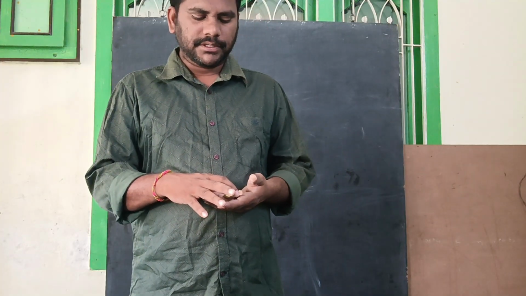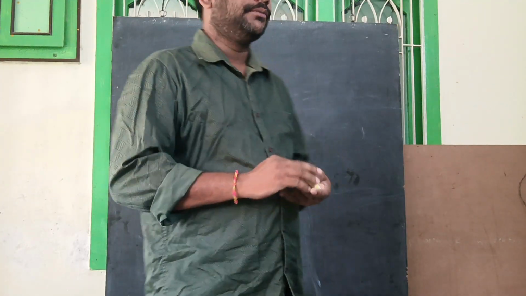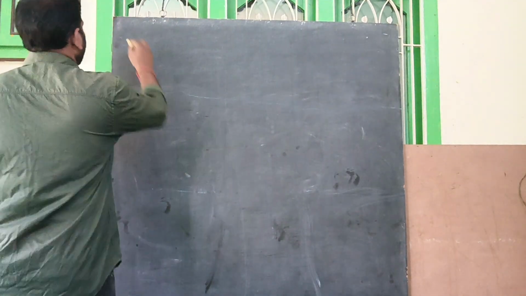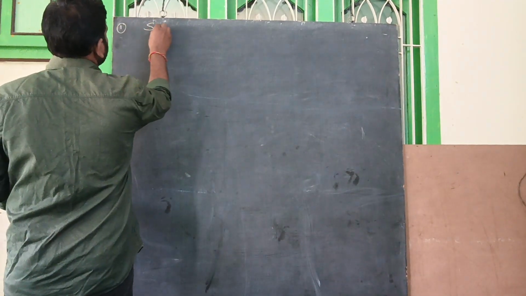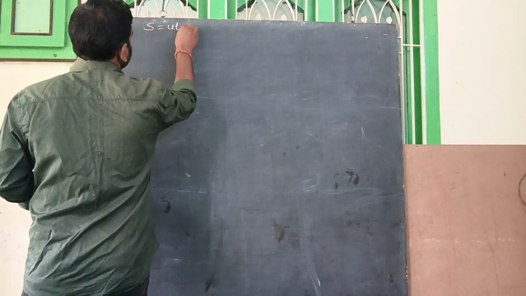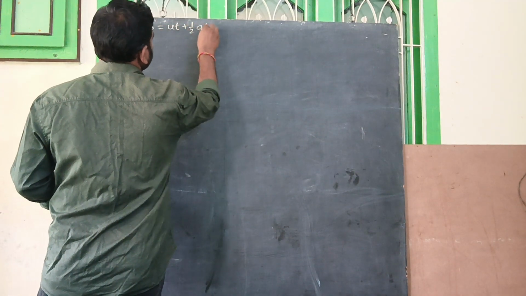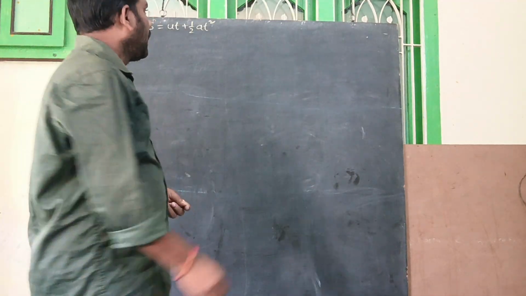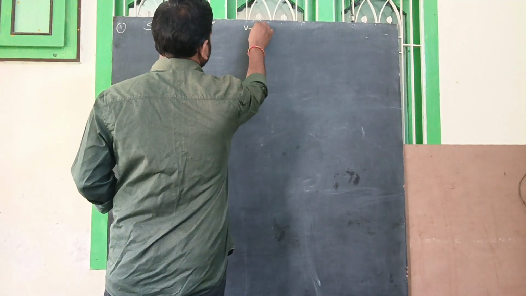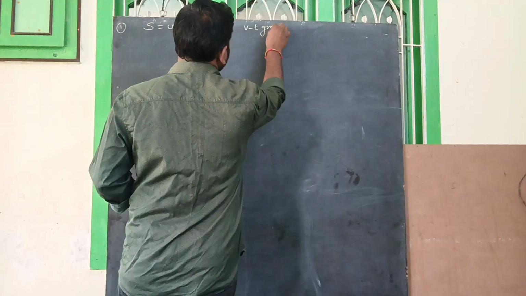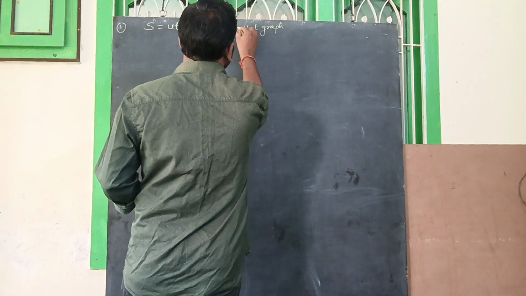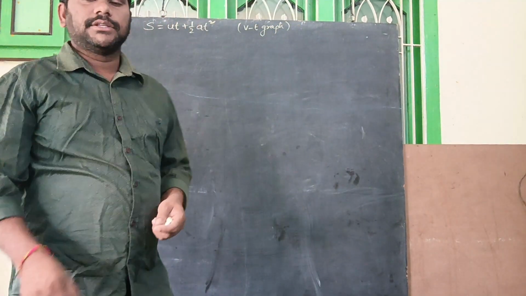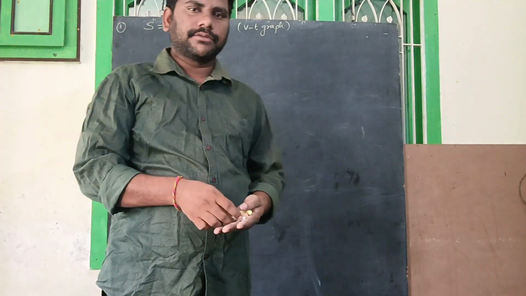So our first question today: derive S is equal to ut plus half at square using the Vt graph method. In the Vt graph method, we can prove that S is equal to ut plus half at square.